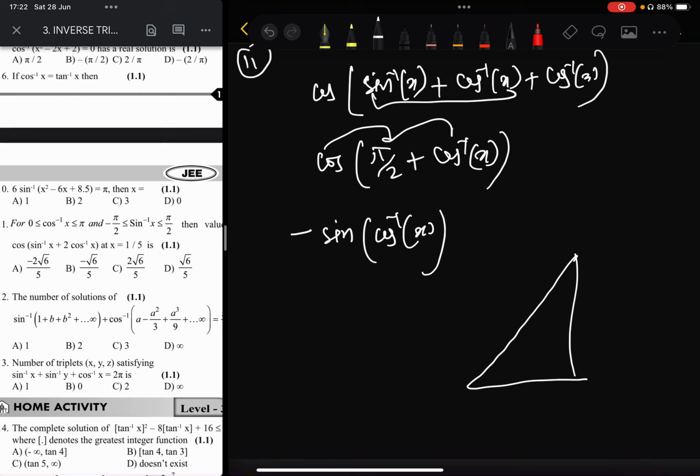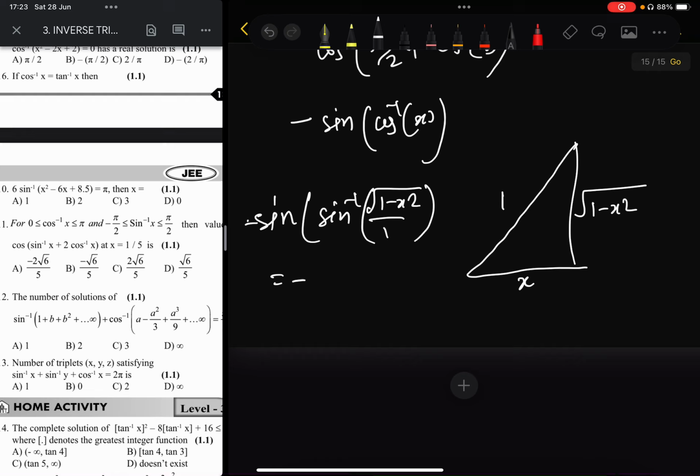So here we can use this triangle rule, because x is lying in the first quadrant, that is x equals 1 by 5. So this is base and this is hypotenuse. This perpendicular will become root of 1 minus x square. So here minus sine of, you can write this as sine inverse of perpendicular root of 1 minus x square divided by 1, right? So this is minus root of 1 minus x square by 1, and here x is given 1 by 5. So 1 minus 1 by 5 whole square.